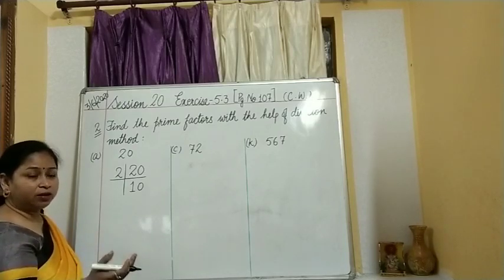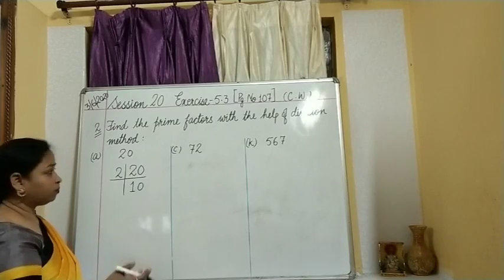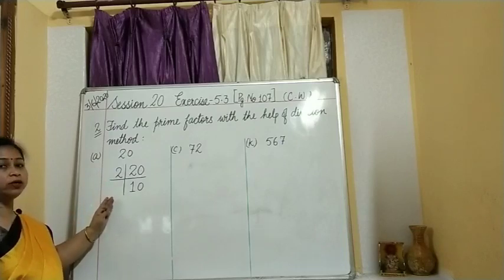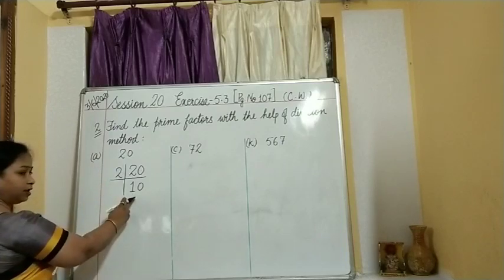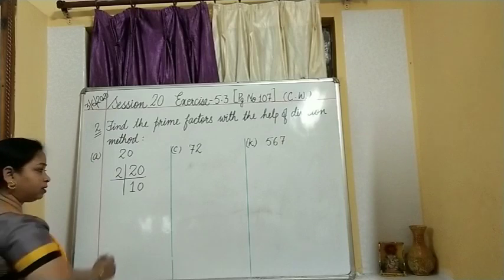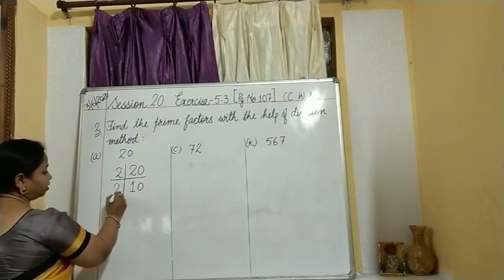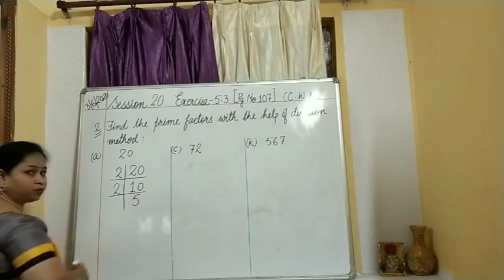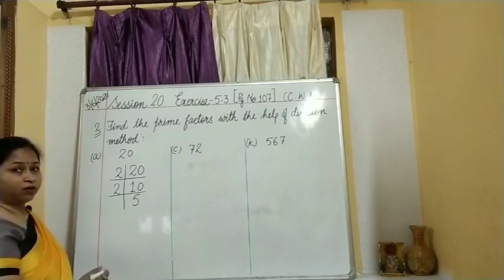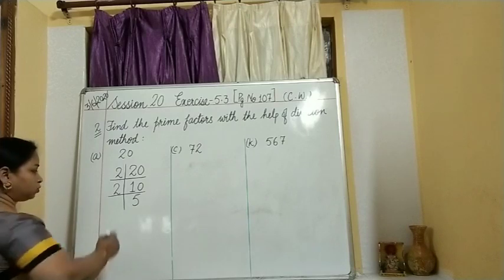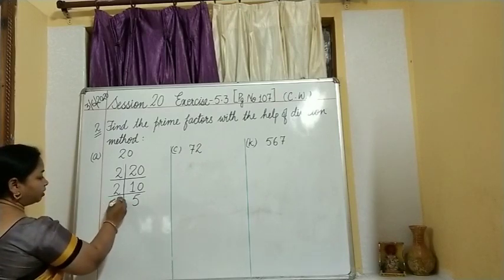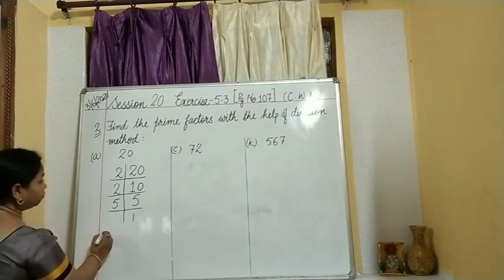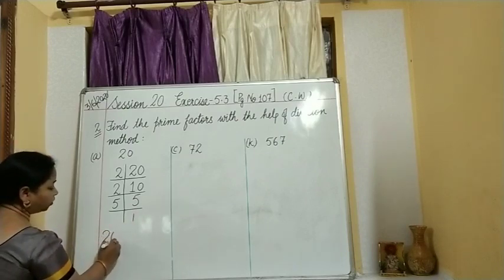You were doing the division in another method, but now while we are finding the prime factors, we are following this method. Okay, then 10, is it divisible by 2 again? Yes, we can divide it by 2 and what will we get? 5. Okay, now 5 is itself a prime number, so it will be divided by itself and what will you get? 1. So children, what are the prime factors of 20?